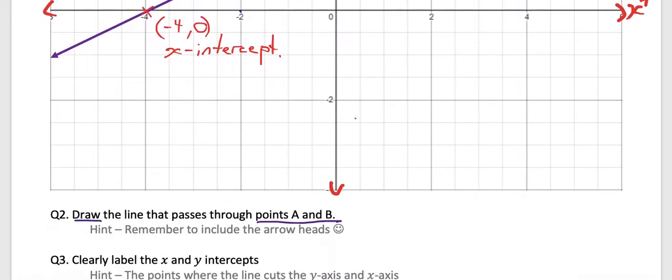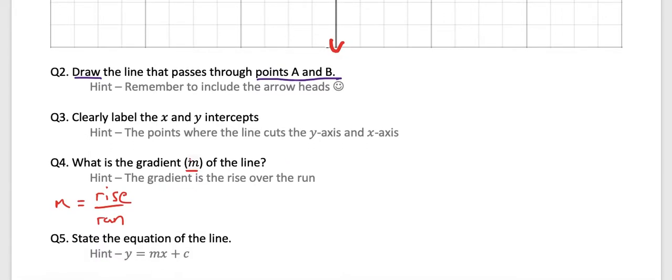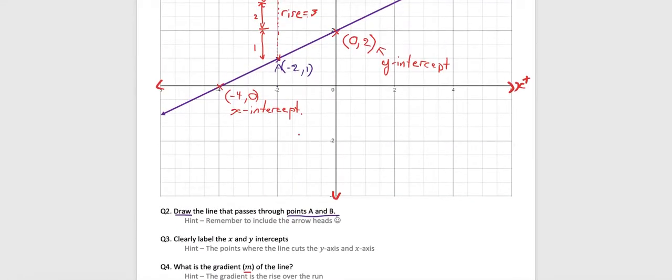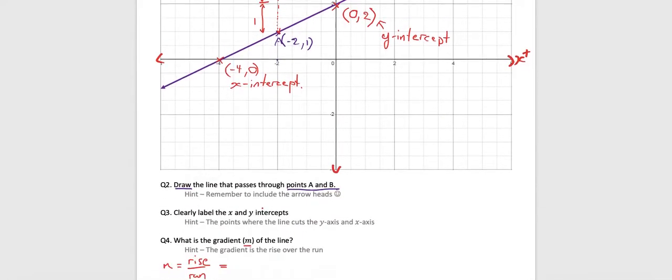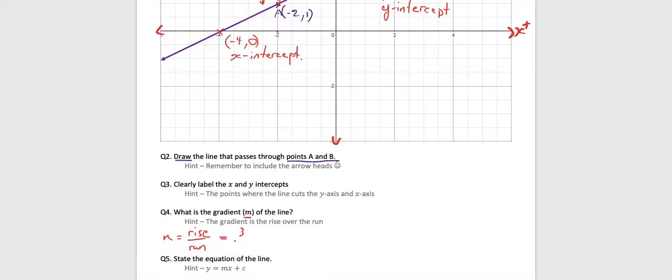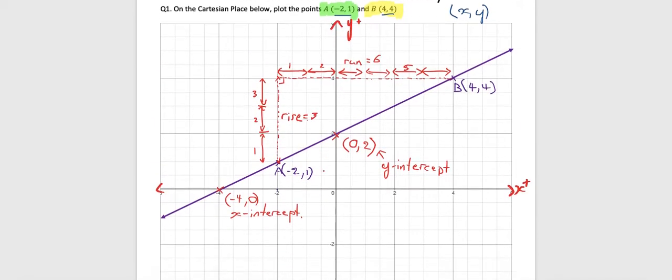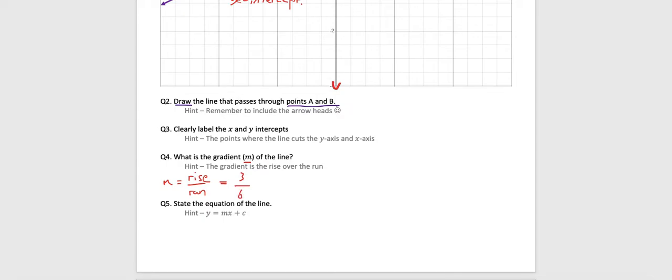Now going back down, what did we say our gradient was? We said the gradient was the rise over the run. So going back out, the rise over the run, so we had a rise of 3. So I'll put that in, 3. Then we had a run of 6. So therefore, our gradient equals 3 over 6, or we can say 1 over 2. So half. We've got a gradient of half, or 0.5.